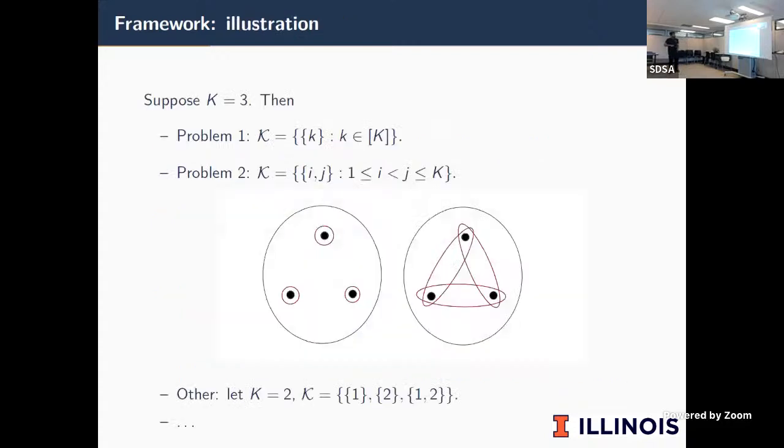So let me illustrate this. Suppose K equals 3, so we have three sources. In problem 1, if you recall, we are testing the marginal distribution of every source. That means these units are the singletons. And for problem 2, when we were extracting the dependent structure, we are testing pairwise dependence. So these units are the pairs. And we can go beyond this. Let's say we have K equals 2, and we can test for marginal distributions as well as the joint distribution. So this can also be a possibility.